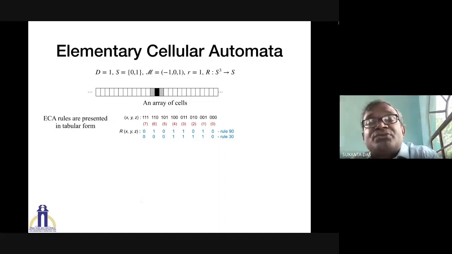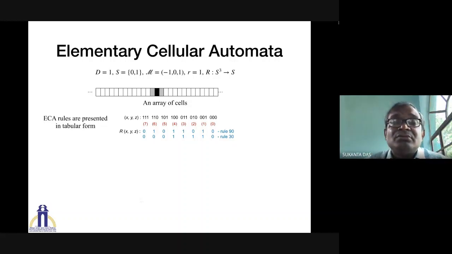Please consider the first blue line. So x, y, z are 0, 0, 0. Then r(x, y, z) is 0. Let's say it is 0, 0, 1. Then r(0, 0, 1) is equal to 1. In this way. Similarly, r(1, 1, 1) is equal to 0. So I can write down these r values, the function values, against the domain one by one.